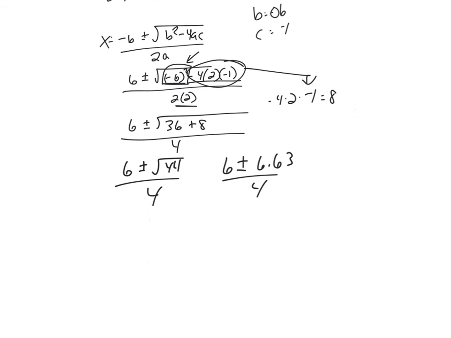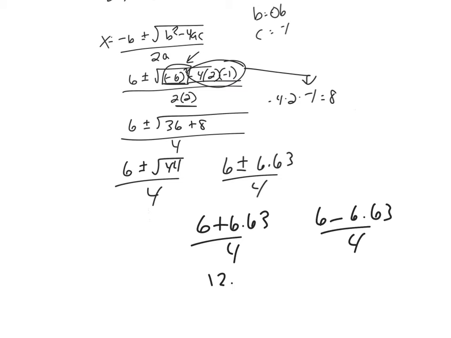And so now to find out what my answers are, I just add them up. So 6 plus 6.63 over 4 and 6 minus 6.63 over 4. So that's 12.63 over 4 and negative 0.63 over 4. Because 6 minus 6 would be 0, right?